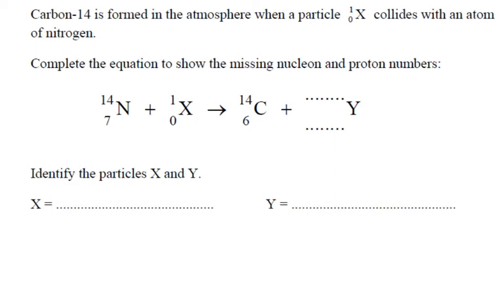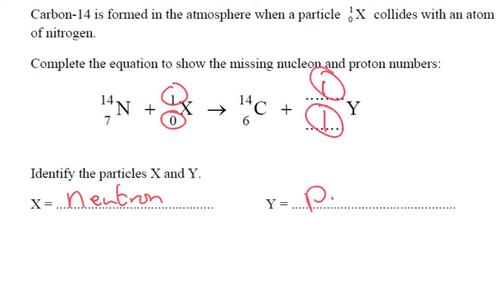Carbon-14 is formed in the atmosphere when a particle, X, collides with an atom of nitrogen. Complete the equation to show the missing nucleon and proton numbers. Well, we've got 14 plus 1. We're going to have 1 here and 1 here. So what is X? Well, X is neutral, but it has a nucleon number, therefore it's a neutron. And Y has 1 proton number and it is a nucleon, so Y is a proton.